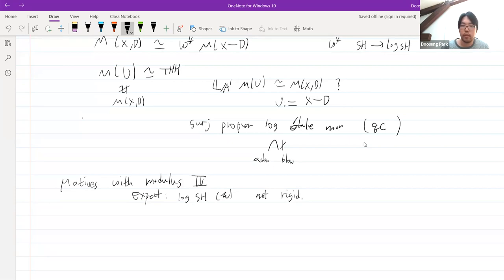I see. But of course, we can consider the full subcategory of strongly dualizable objects. Do you know whether (X, D) is strongly dualizable? Probably the essential image of omega upper star of SH is dualizable. I don't know, but I expect that this is dualizable.